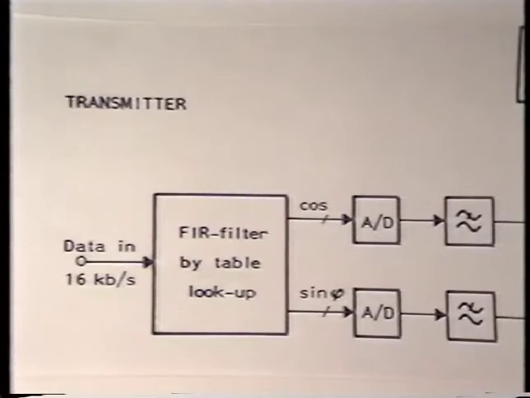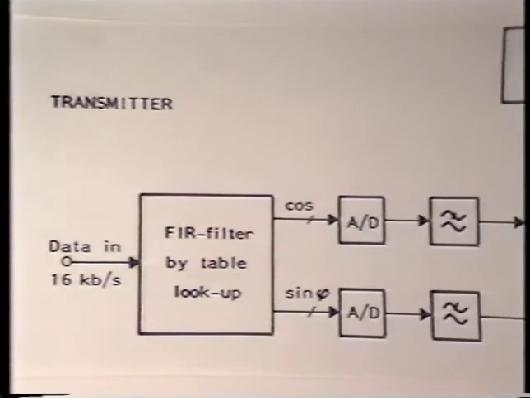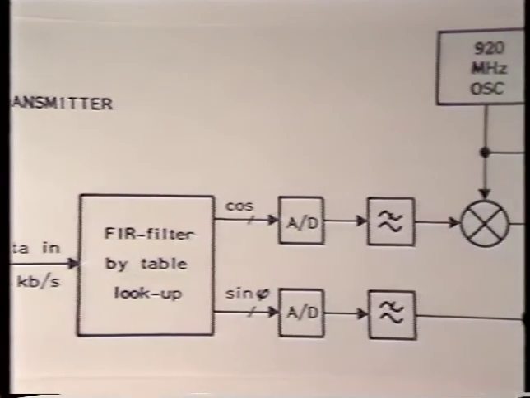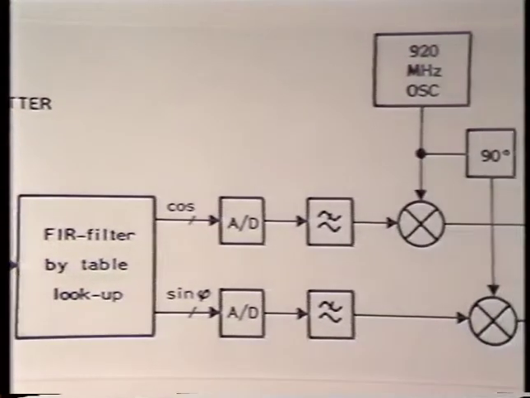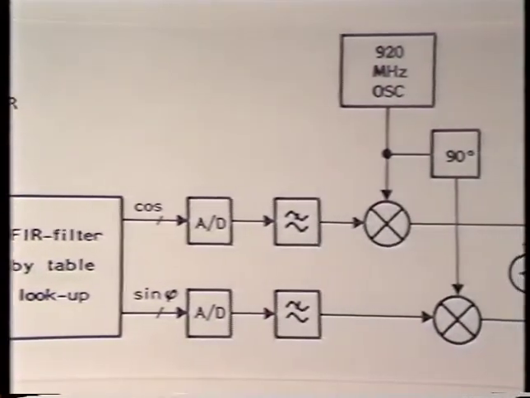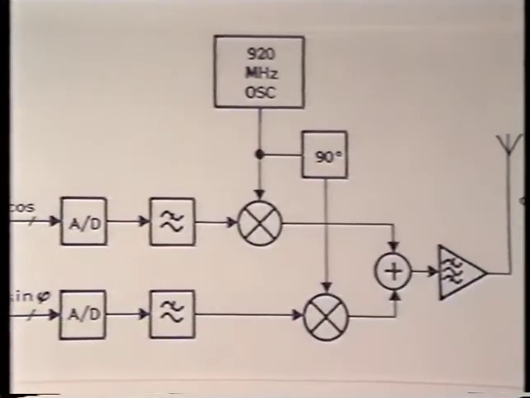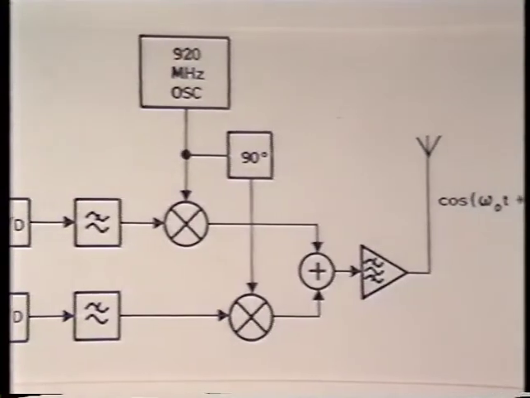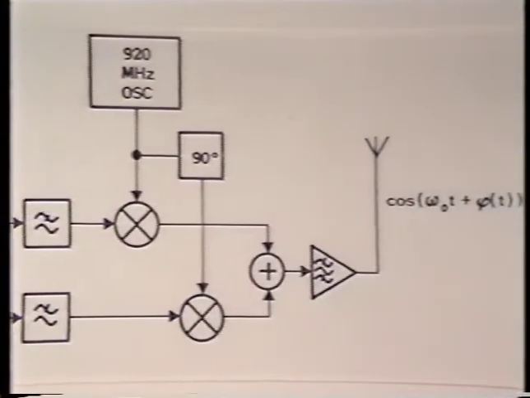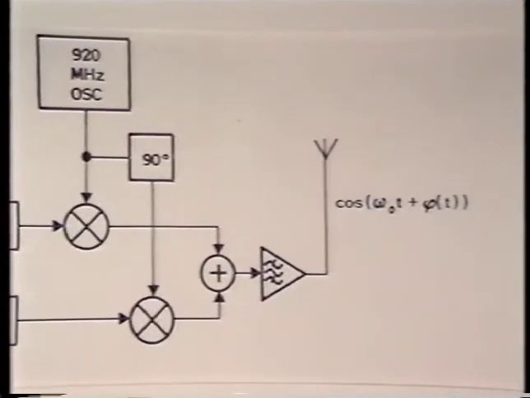In the practical implementation of the transmitter, the filter is implemented by a lookup table. We also see the anti-aliasing filters after AD conversion and coherent modulation to 920 MHz by a quadrature mixing system, resulting in an almost constant envelope signal.